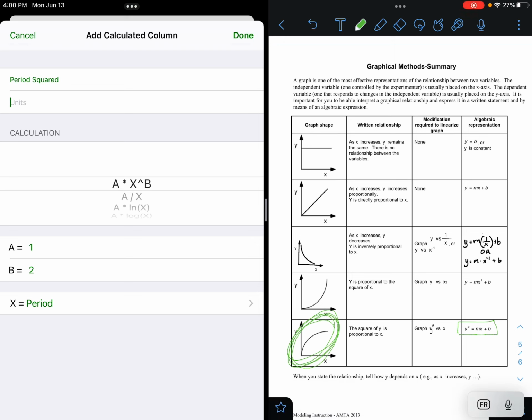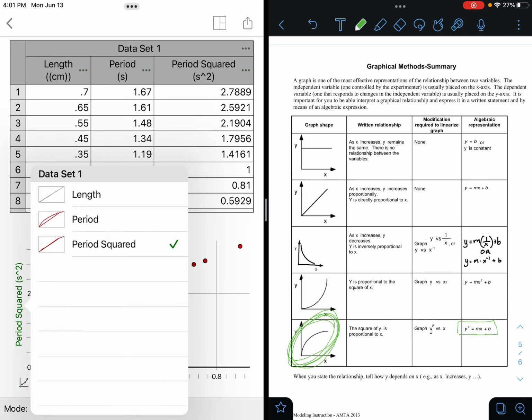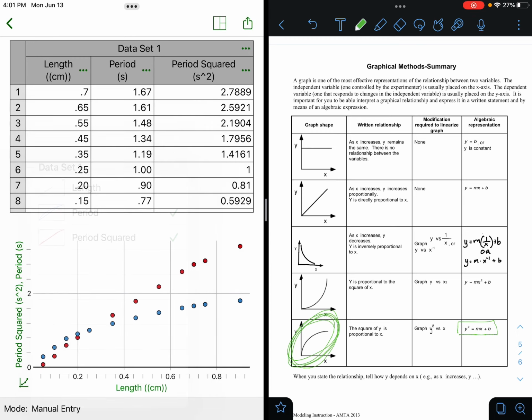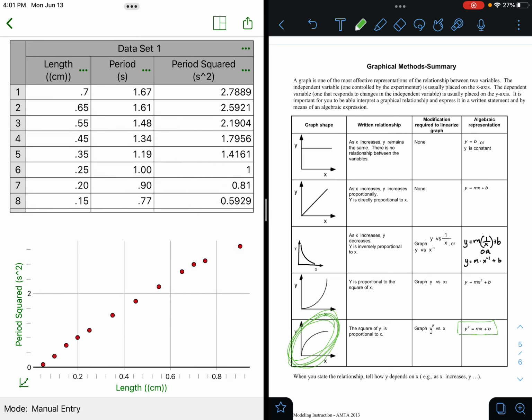And our units now are going to be seconds squared because period's unit was seconds. I'm going to hit the done button and now I have a new line. I can see on my y-axis, it's now labeled as period squared, and my x-axis is length. I can always click on the actual label and go back to period if I wanted, or I could show both of them like I just did there. I don't want both of them, though. I just want period squared, so I'm going to uncheck period and go back.